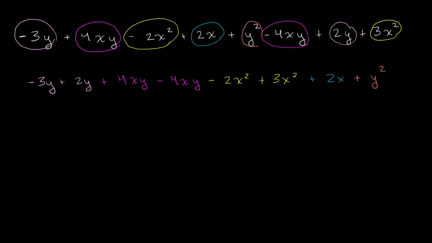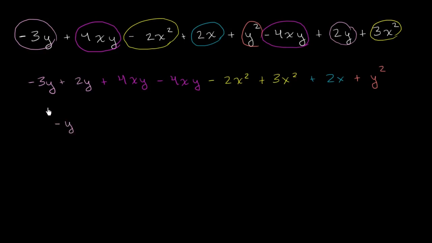So let's try it out. If I have negative 3 of something plus 2 of that something, what do I have? Or another way to say it, if I have 2 of something and I subtract 3 of that, what am I left with? Well, I'm left with negative 1 of that something. So I could write negative 1y, or I could just write negative y.